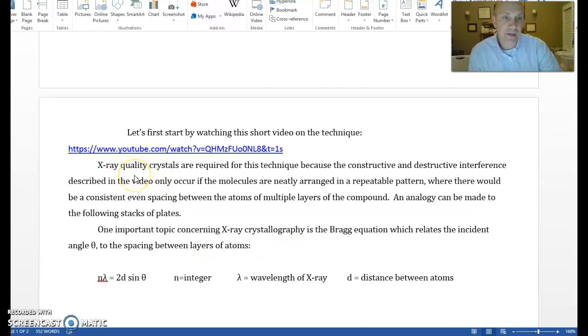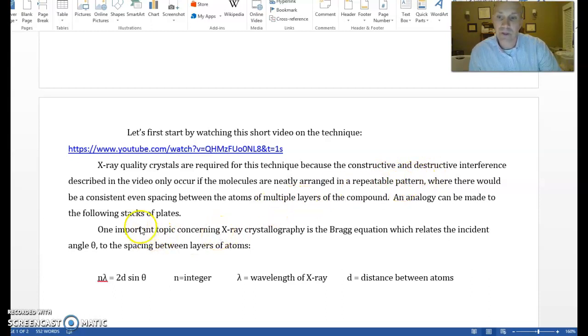So the reason that the crystals are required is that, recall from the video, the way this works is that depending on the angle at which the X-rays are approaching your crystal, you can either get constructive or destructive interference, which is determined by both the angle of the X-ray beam and the spacing between the atoms. And if you don't have that repeated, orderly arrangement of atoms, you're not going to get the constructive and destructive interference that's required for this technique.